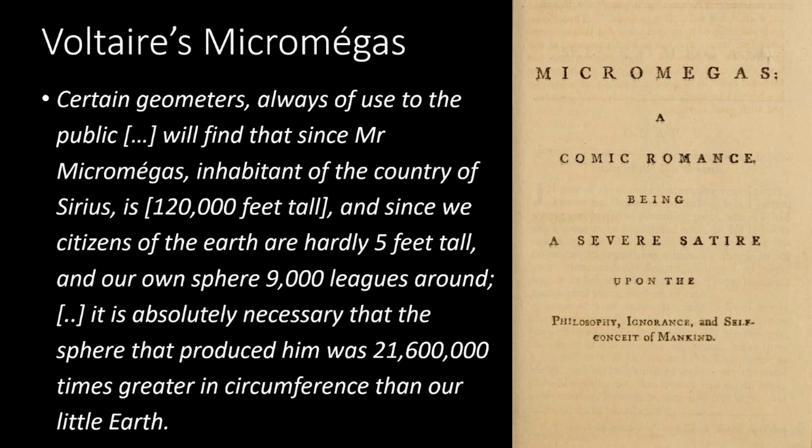So he's got this quote where he says that actually the geometers, some editions say algebraists, are going to conclude that since our own sphere is 9,000 leagues around, it is absolutely necessary that the sphere that produced him, his planet, was 21,600,000 leagues around. So, 2,400 times greater than ours. Now, actually, if the scaling factor of 5 feet to 120,000 feet, that's 24,000.